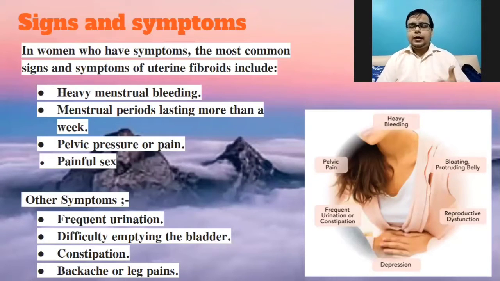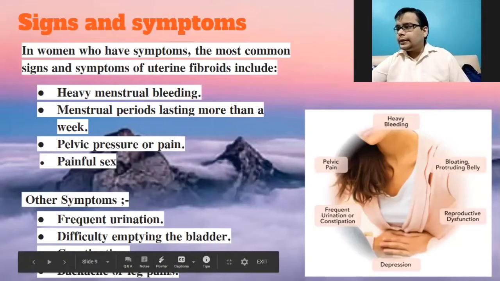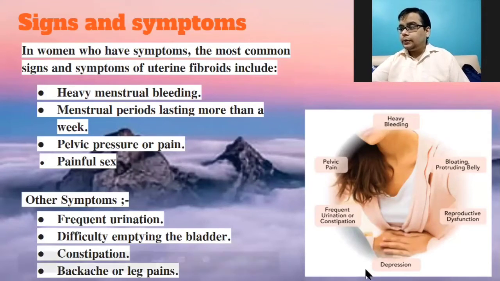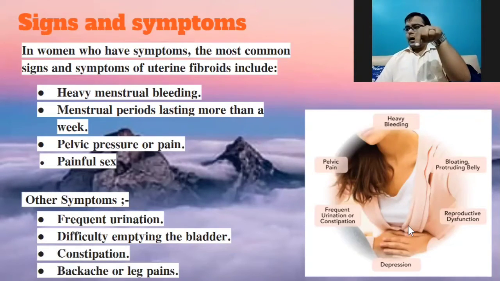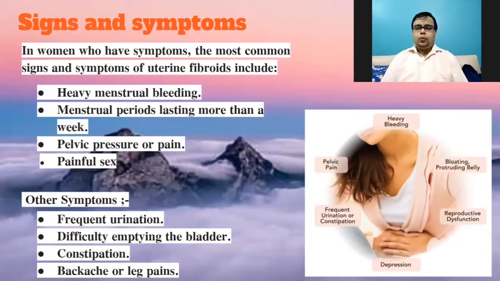Now, the next thing we are going to discuss is the signs and symptoms. As you can see, I found this image on the internet stating various kinds of signs and symptoms. The main complaint of the patient here is heavy menstrual bleeding.